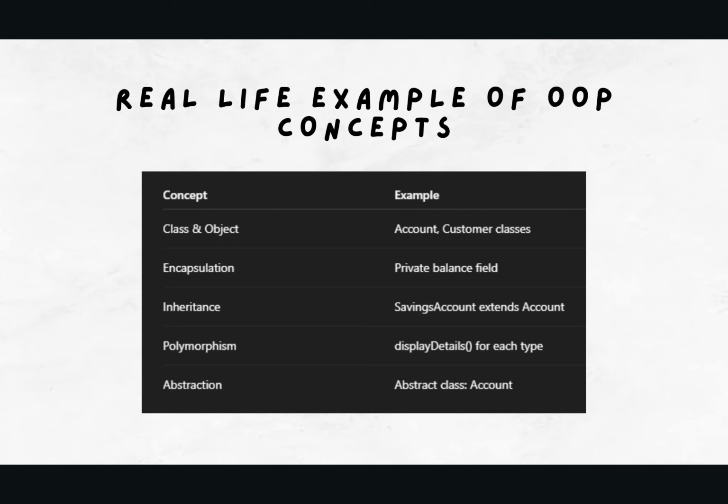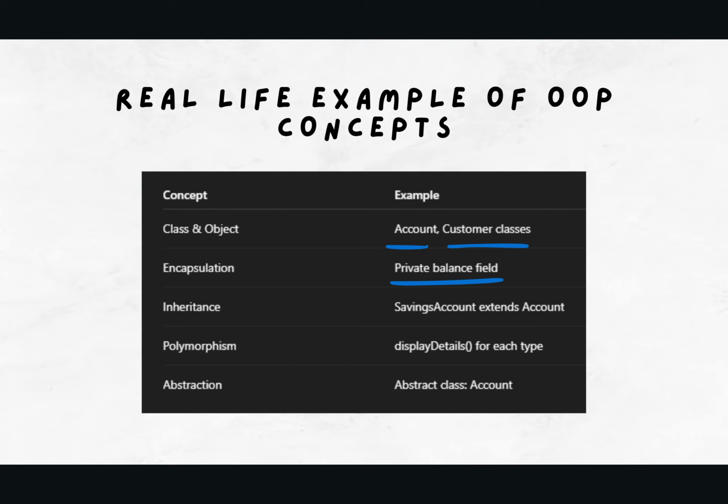Okay, so class and object. Let's say we have an account class and we have customer classes. So these are the type of classes and we will need to make their objects to be able to use them. What was encapsulation? Like private balance field. So everything was inside one class. We had private variables and all of that. There are something called access modifiers in Java, okay, which you can explore on your own.